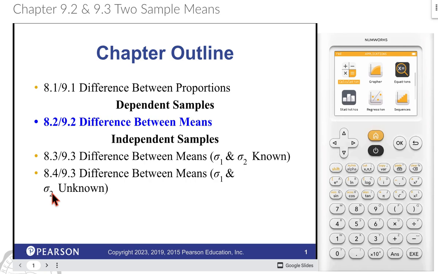So we're going to be looking at sections 2 and 3. So we're going to look at dependent samples and independent samples today. Let's go ahead and get started.